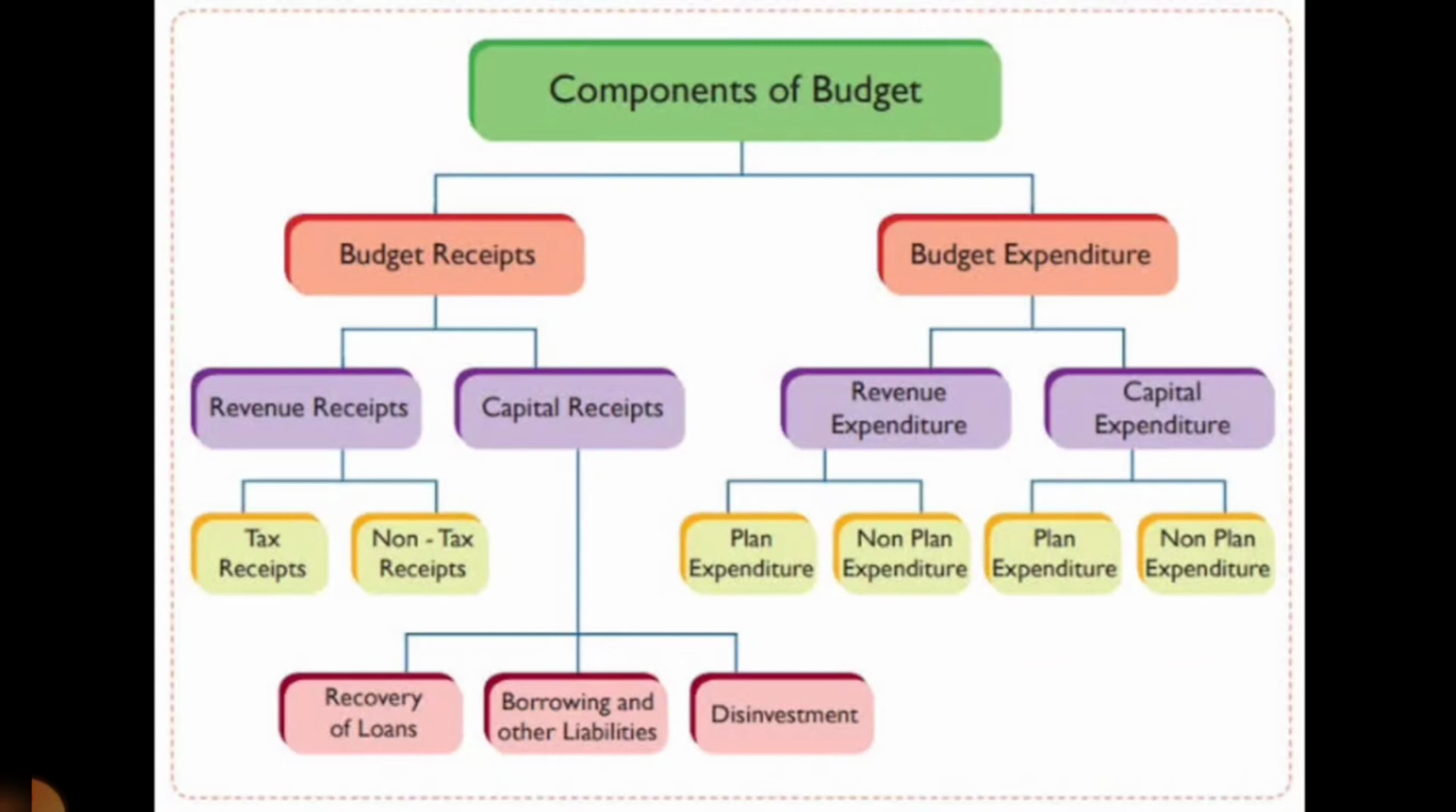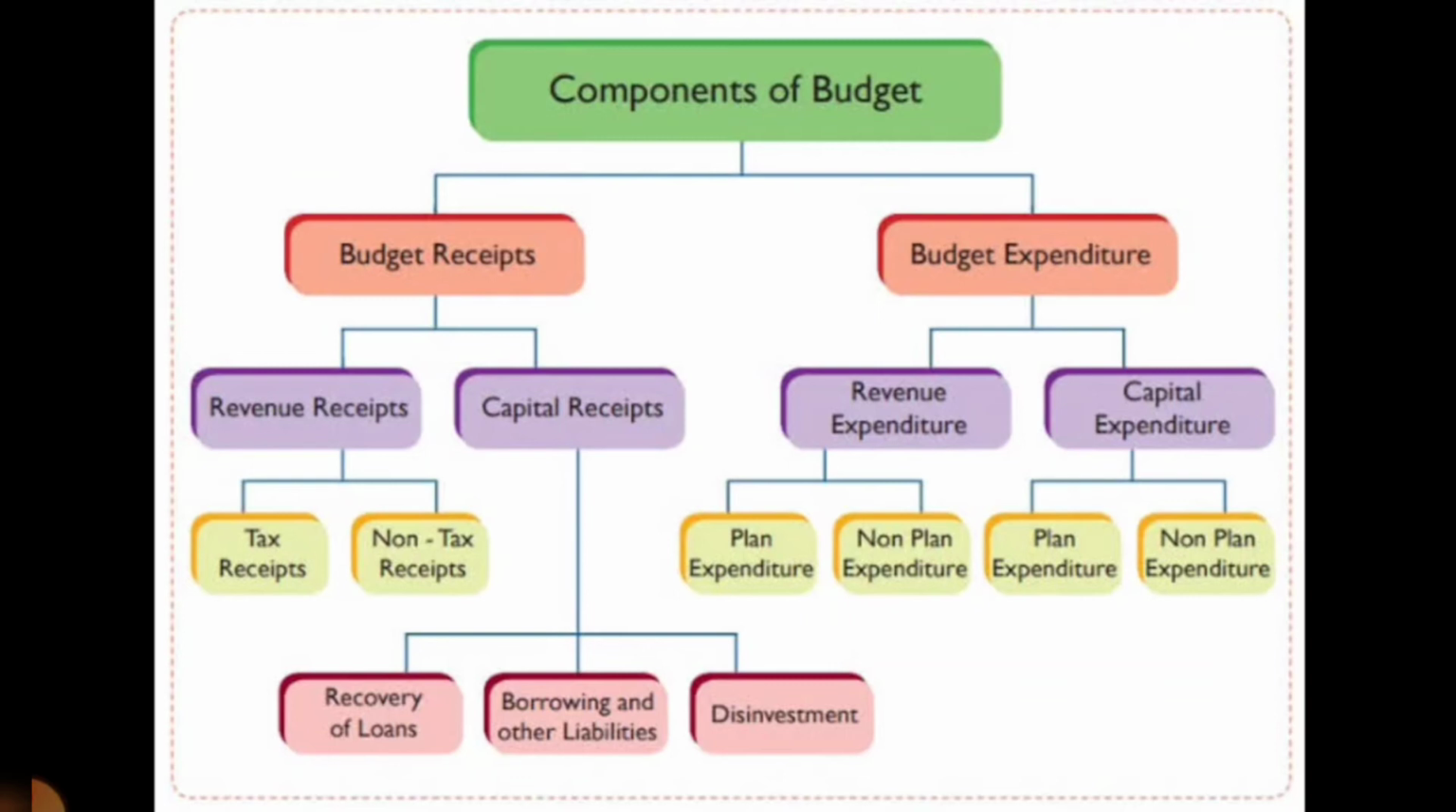Then comes the budget expenditure. In case of the budget expenditure, we have two parts again, revenue expenditure and capital expenditure. Revenue expenditure is that type of expenditure which the government has to pay every month or every year. For example, the salaries and the pensions of the government employees come under the revenue expenditure.